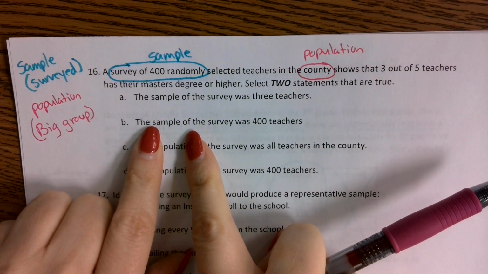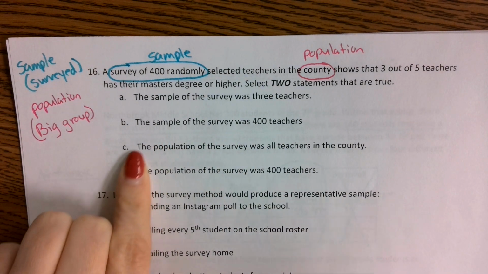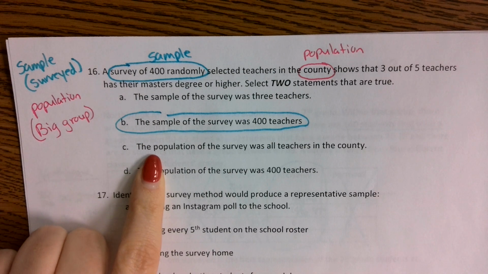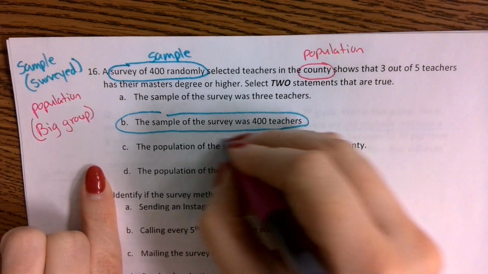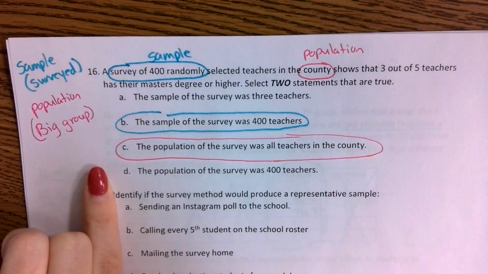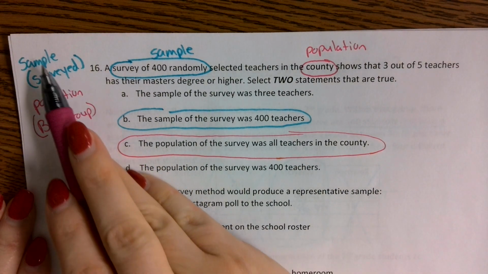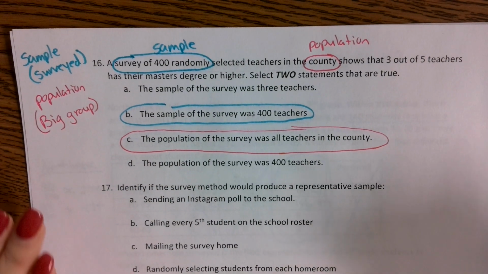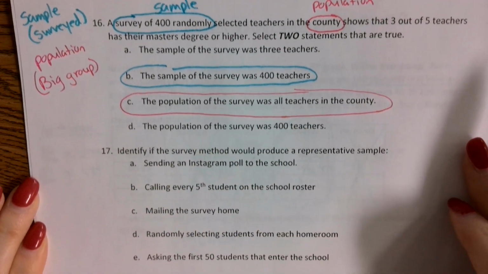So here, answer B says the sample is the survey of 400 teachers. That's who was surveyed. That is our sample. The population is the entire county, right? All the teachers in the county. That is true. Okay? Remember, your sample is who was surveyed. Who and how many were surveyed. That's your sample size. Your population is just the all group. Everybody in that area. Okay?